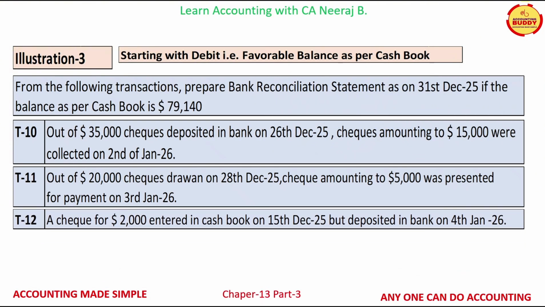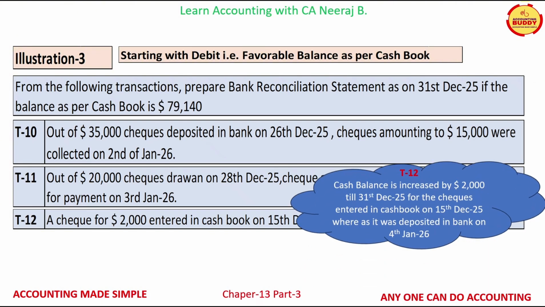T12 unmatched transaction is a check of $2,000 entered in cash book on 15th of December 25 but deposited in bank on 4th of January 26. Let us understand this transaction.